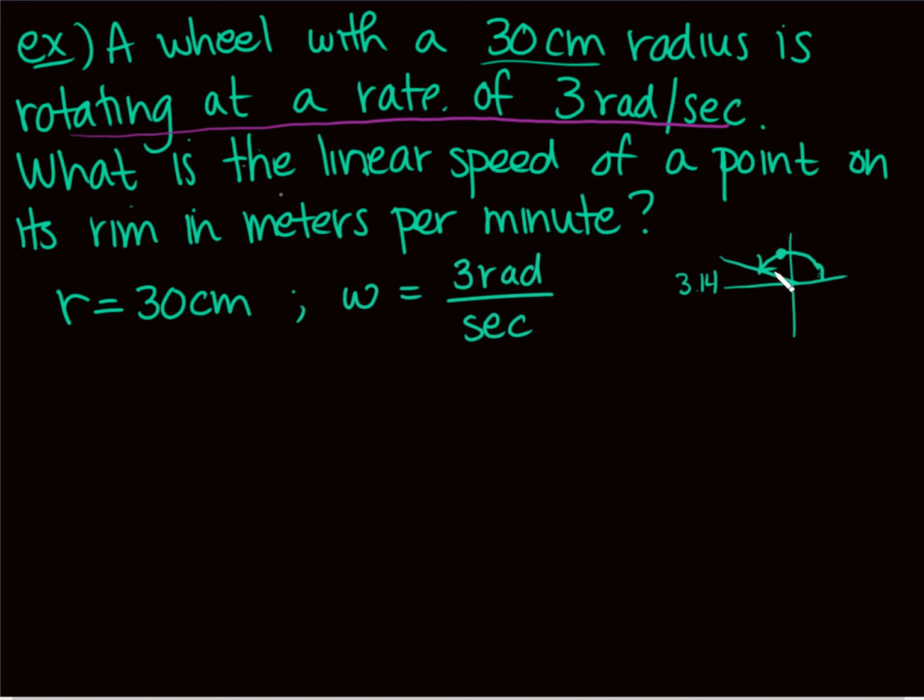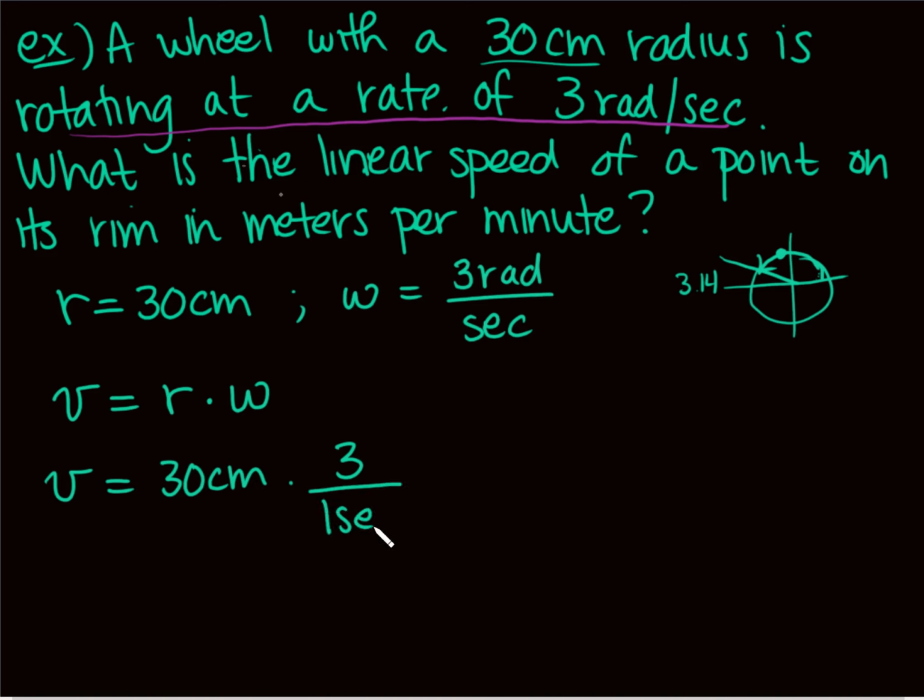So I have a point on the rim of this wheel, right? Here's my wheel. I know my wheel is radius 30 centimeters, and I know that my linear speed is equal to my radius times my angular speed. So this should be pretty simple, other than we're going to have to do a little bit of a unit conversion. So my linear speed, I'll have 30 centimeters. Now radians actually don't have any units, so I'm just going to make that a 3 per 1 second.